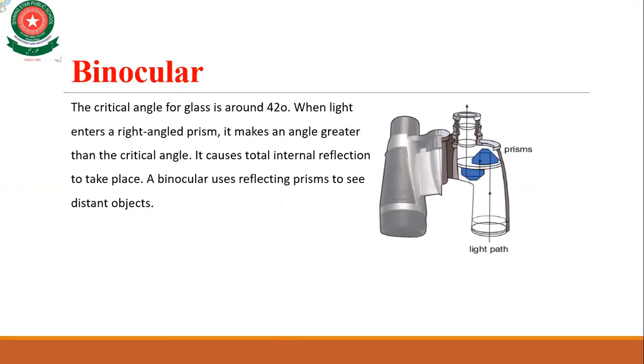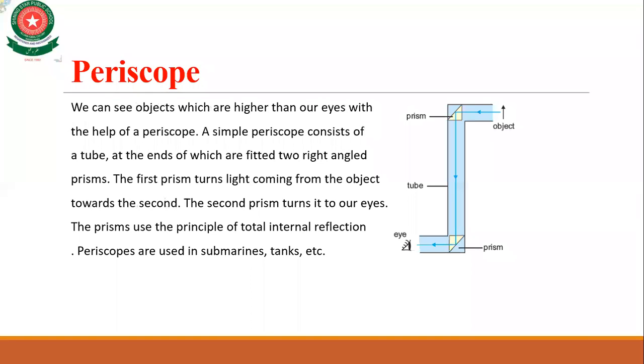From the binocular. Now the next one is the periscope. We can see objects which are higher than our eyes with the help of a periscope. A simple periscope consists of a tube at the end of which are fitted two right angle prisms. The first prism turns the light coming from the object towards the second. Then the second prism turns it towards our eyes. The prisms use the principle of total internal reflection. Periscopes are used in submarines, tanks, etc.